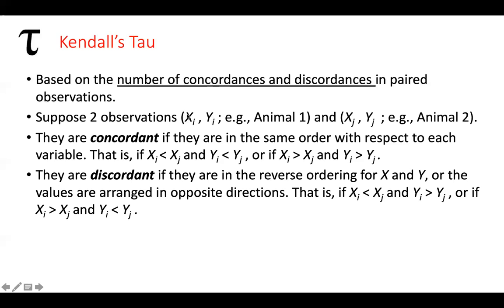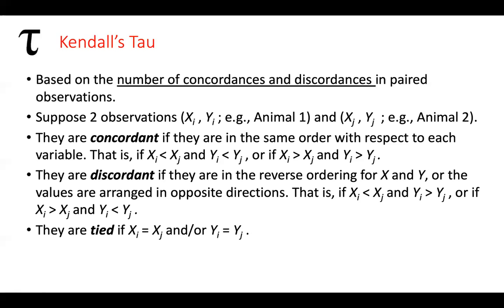Or the other way around, if it eats less than the second animal but jumps higher than this animal, that would be discordant. I don't know why I always want to say discordant. And then there's also a situation where the pairs are tied, and that means you have the same values. So they eat the same amount of food and also jump equally high.